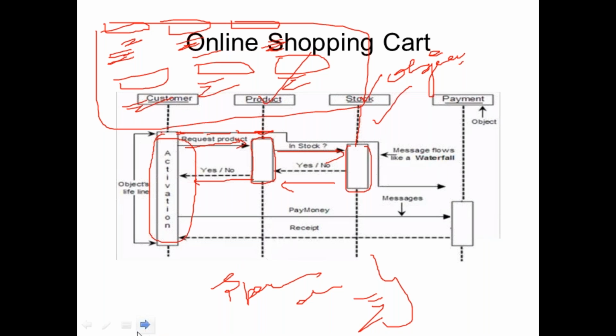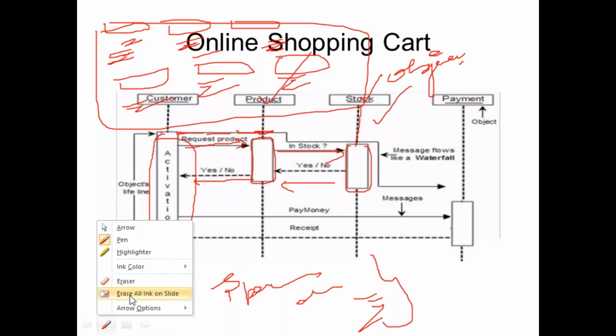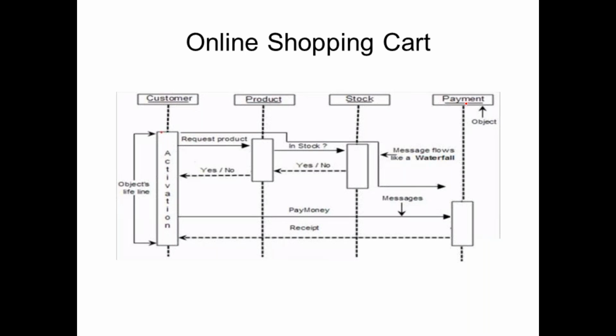If you want to make the payment, the payment object is idle until it gets a request to make the payment. Once we get a request, the payment object becomes active, facilitates the payment mechanism, and generates the receipt, which will be showing up on the screen.